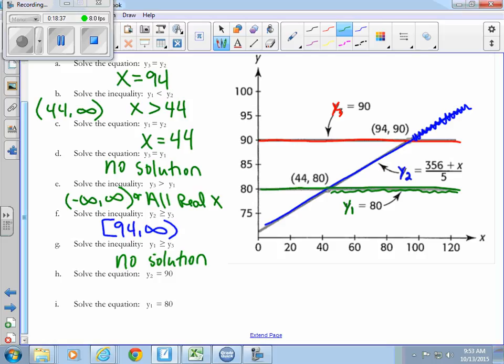Y2 equals 90. When is Y2 equal to 90? At 94. Does everyone agree? The Y value is 90 at 94. Does everyone agree? When is Y1 equal to 80? Which one is it? Y1? Green. When is it 80? It is at 44, I agree. It's at 80. Always, isn't it? Isn't Y1 equal to 80 all the time? See this? Horizontal line, isn't it 80 all the time?